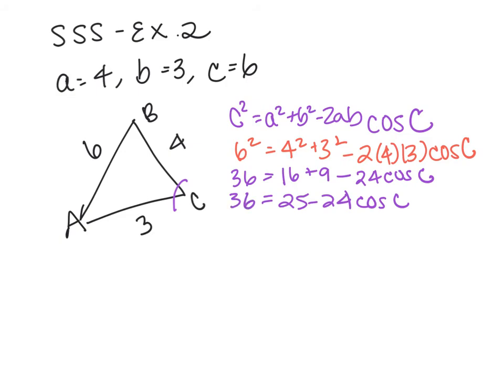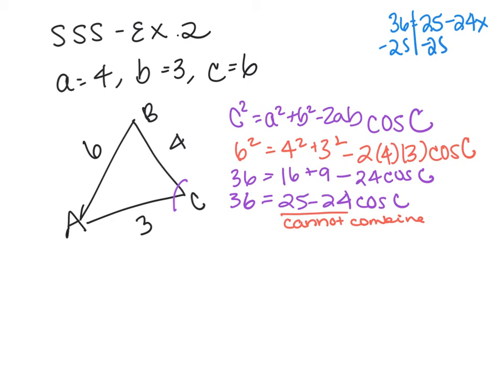So now the most common mistake when solving for the angle here is you cannot combine these numbers. Just like I said on the last slide, that 24 is attached to the cosine of C, the 25 is not. So we can't combine those. Essentially, if we take this back to a basic linear problem, it's like our problem says 36 equals 25 minus 24x. That's just a better comparison for you to see.